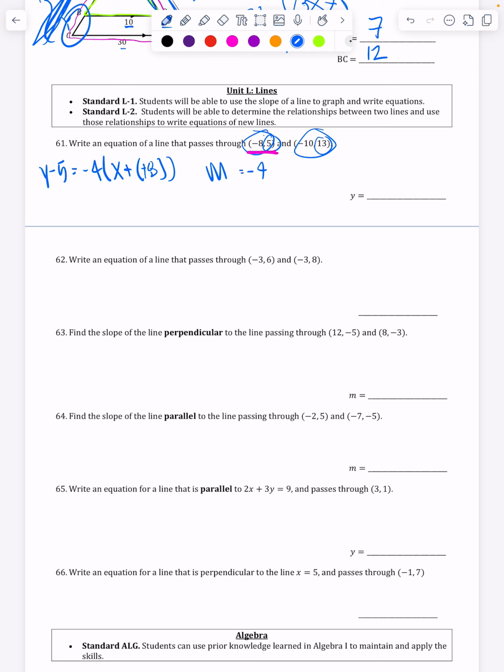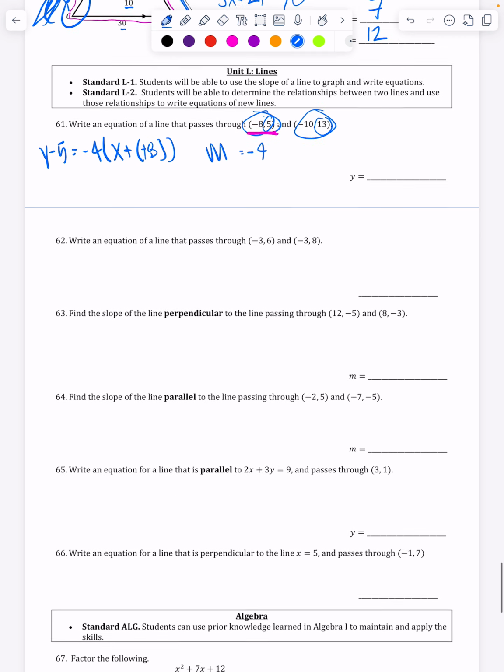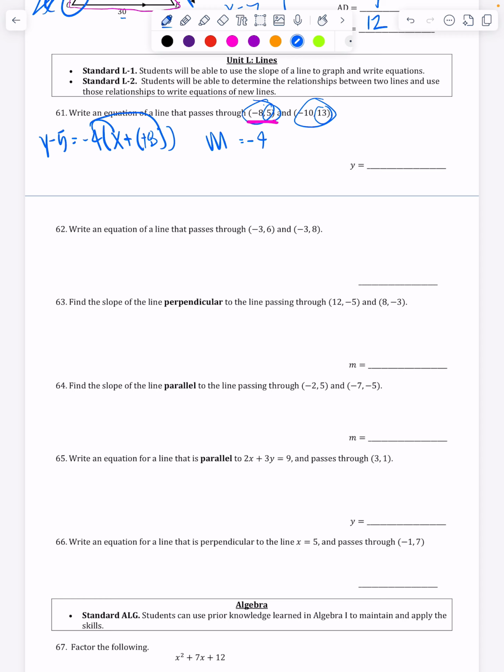So I remember positive peanut, or two negatives make a positive. And then I also have to distribute this. So I end up with y minus 5 equals -4x minus 32. All right, and I've got to add 5, and I've got to add 5. And what I end up with is y equals -4x minus 27. Anyway, that's it for that one.